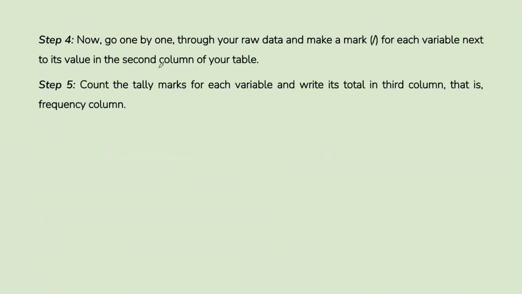Now you have to go one by one through the table and make a mark for each variable next to its value in the second column of the table. Then you have to count the tally marks for each variable and write its total in the third column, that is the frequency column. So let us see how this is done.